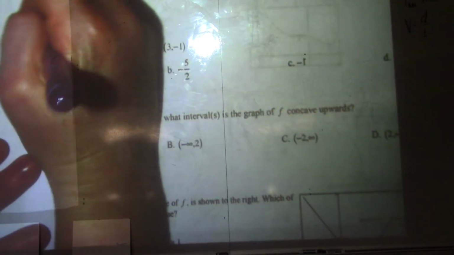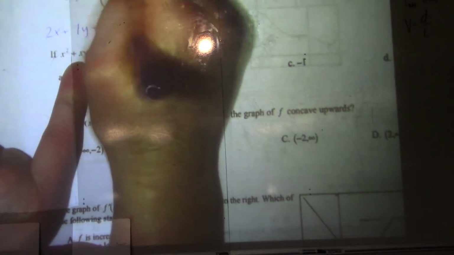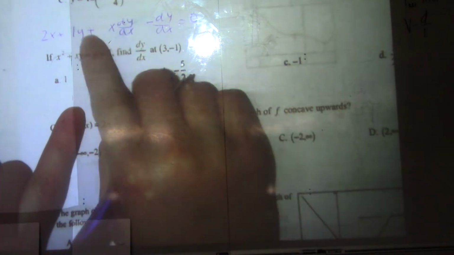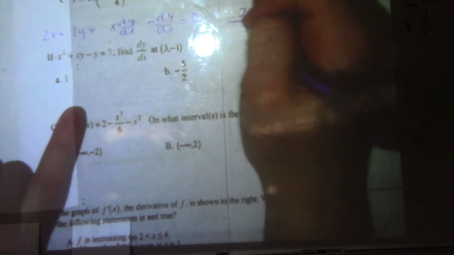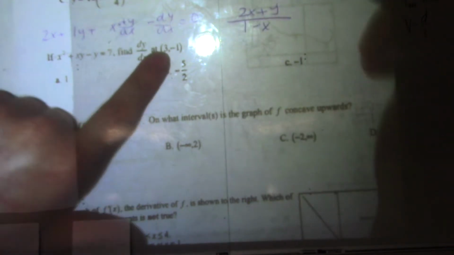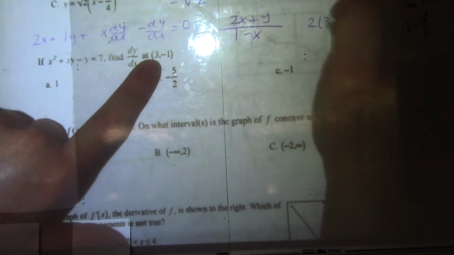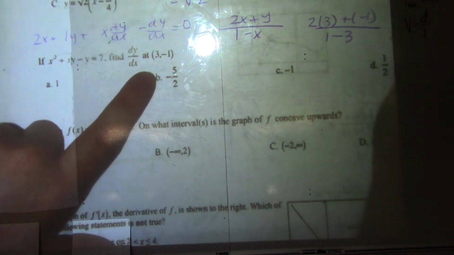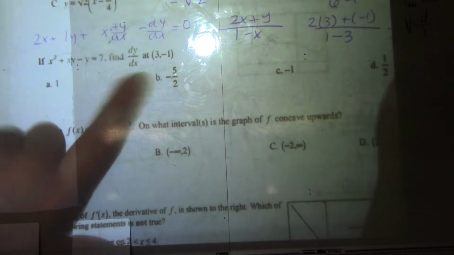Finding the derivative, 2x plus, product rule here, 1y plus x dy dx minus dy dx equals 0. I'm going to move these over, so I've got 2x plus y over 1 minus x, and then I'm plugging in these x values, 2 times 3 plus negative 1 over 1 minus 3. This is 6 minus 1, which is 5, over negative 2, so negative 5/2.